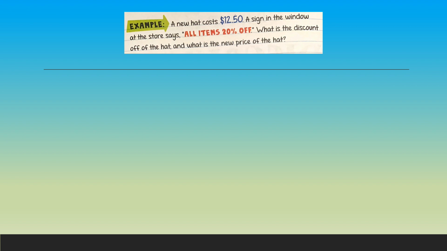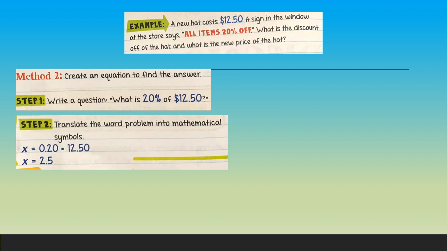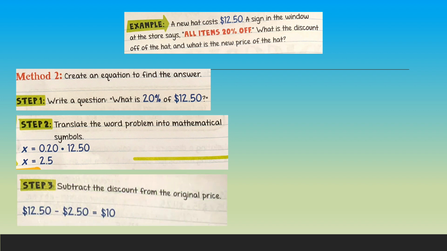There is also another way on how to solve the problem, and in method 2, you can create an equation to find the answer. In step 1, write a question: what is 20% of $12.50? And out of that, you can move to step 2, where you translate the word problem into mathematical symbols. X equals 0.20 times 12.50. By the way, the word "of" in the equation is a multiplication. Remember that.